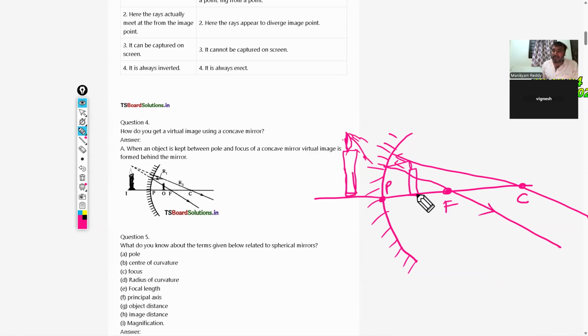When an object is kept between the pole and the focus of a concave mirror, a virtual image is formed behind the mirror. The virtual image is formed behind the mirror.